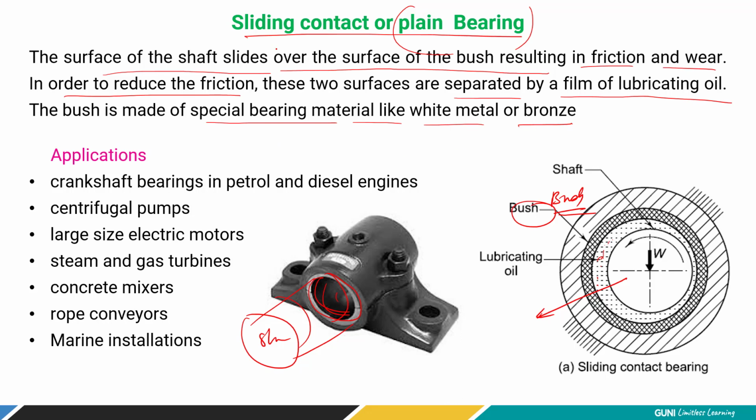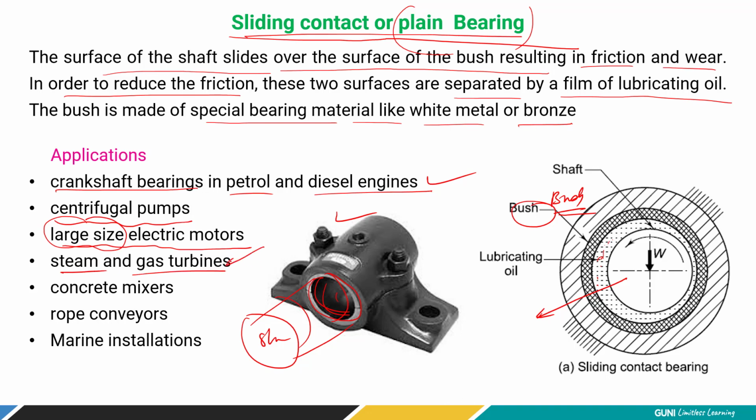So what are the applications? Where are these sliding contact bearings basically used? They are used in crankshaft bearings in petrol and diesel engines. Whenever you get the chance to visit the maintenance department of an automobile industry, you will find that in heavy engines, the engine is supported by these plain bearings, not by ball bearings, or rolling contact bearings. They are also used in centrifugal pumps and large size electric motors. I repeat, large size, not small size. Steam and gas turbines, again, are large construction, large equipment.